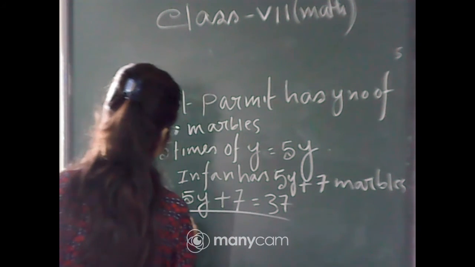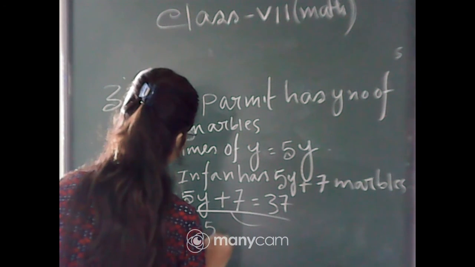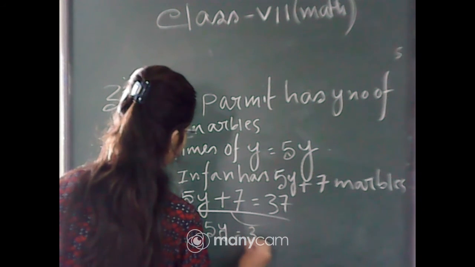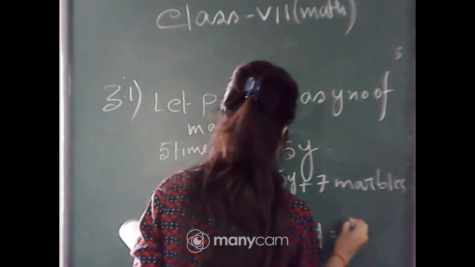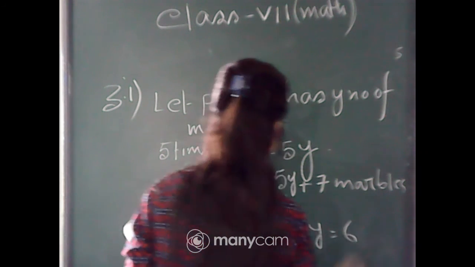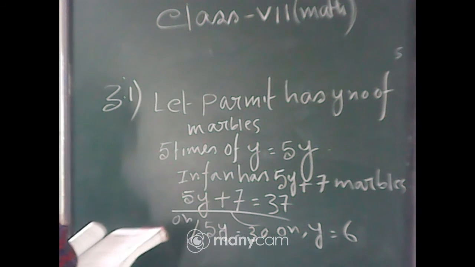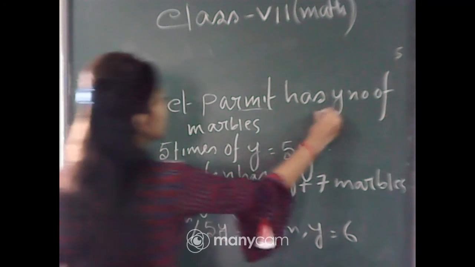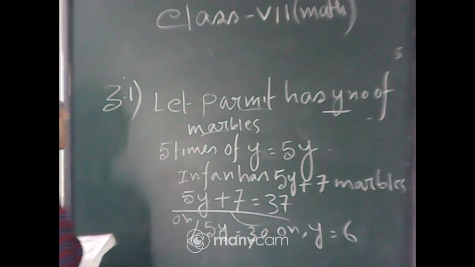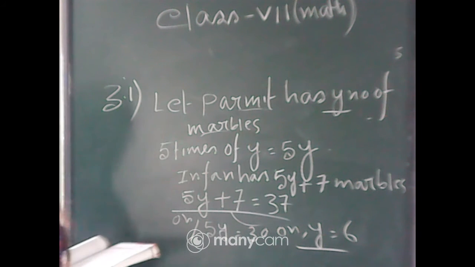Now we solve this equation. To solve this equation, we first transpose 7 to the right hand side and we get 5y is equal to 30, or y is equal to 6. Therefore, Parmit has 6 marbles. Since we let Parmit has y number of marbles and the answer is y equal to 6. Next.